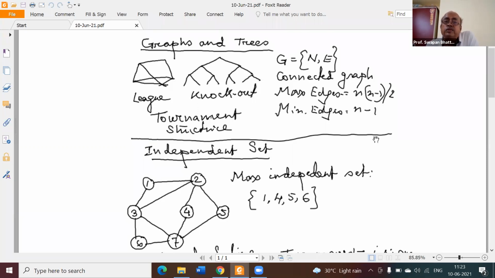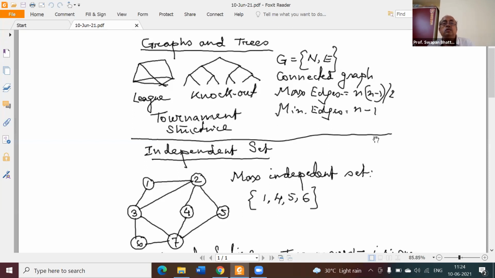The subset of these set of 7 nodes, if chosen in such a way that no two of them has a direct edge. Listen to me very carefully. If we choose a subset of nodes from these 7 nodes in such a way that no two of them has any direct edge, then we call that subset an independent set. Such an independent set with the maximum number of nodes is known as the maximum independent set.